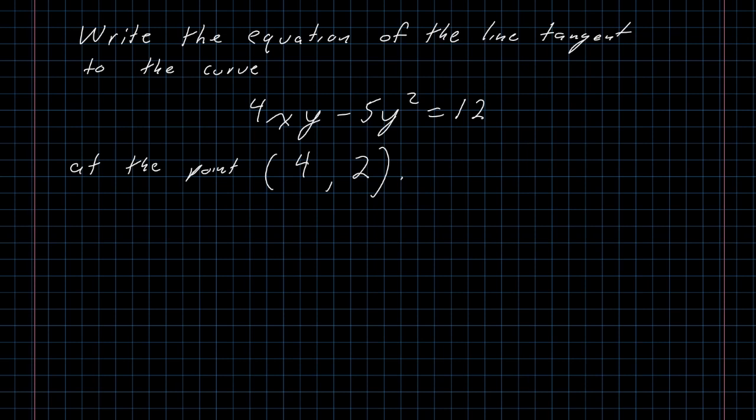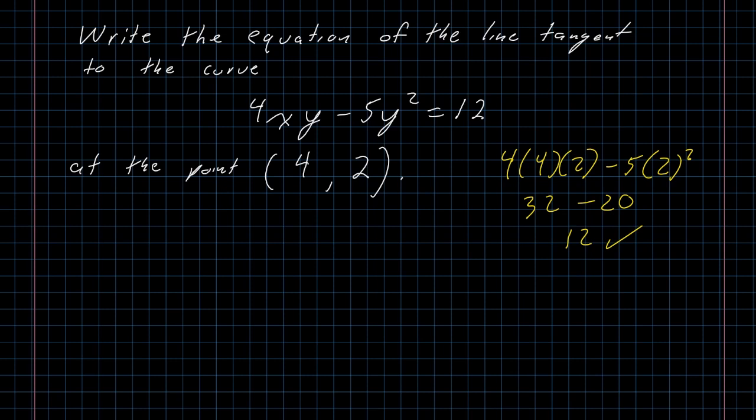I do want to start off by verifying that this actually is a point on that curve. So I will plug that in. 4 times 4 times 2 minus 5 times 2 squared. 4 times 4 is 16. 16 times 2 is 32. 2 squared is 4. 5 times 4 is 20. 32 minus 20 is 12, which is exactly what we had on the right-hand side. All right, so this is a point on the curve. That's an important first step.